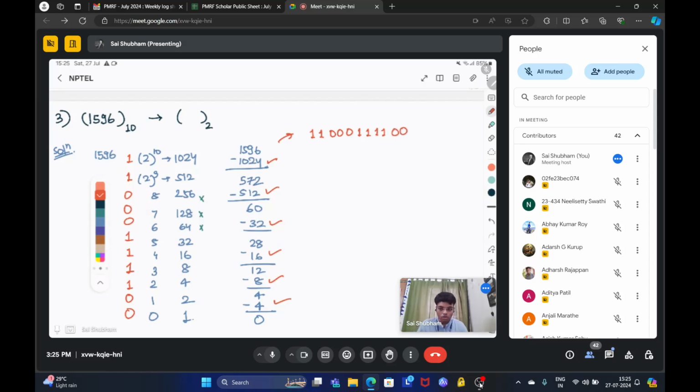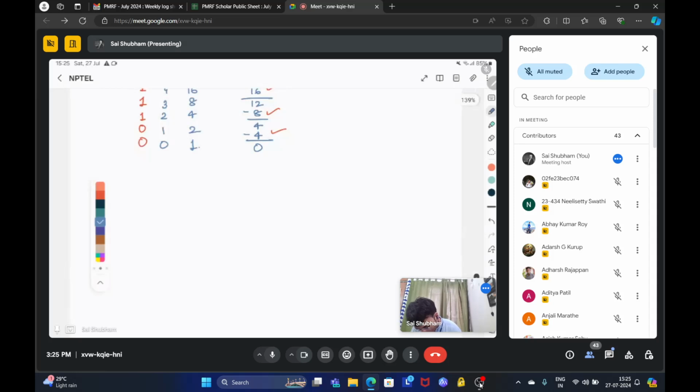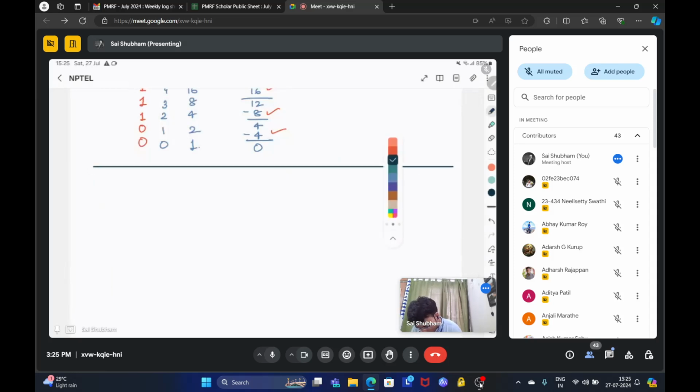So this is a very long method, and I think nobody uses this, but you are getting the feel, right? I hope you got this answer. I will show you a different method. Any binary number is represented in the form of like this. This is the answer.